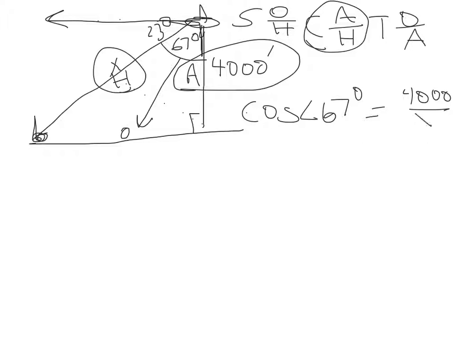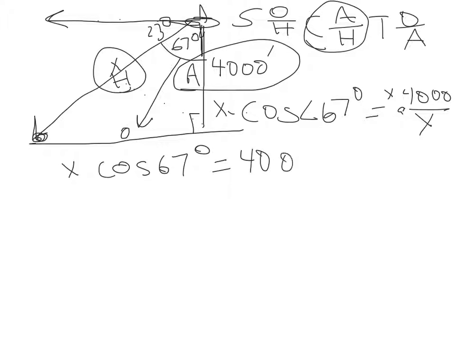over x. Now, unfortunately, x is in the denominator this time, so we have to get it out of the denominator, so I'm going to multiply both sides by x, and write x cosine 67 degrees equals 4,000. I still have to get the x alone, so if x is in the denominator, it's a two-step problem. To get the x alone this time, there's multiplication there, so I'm going to divide by cosine 67 degrees.